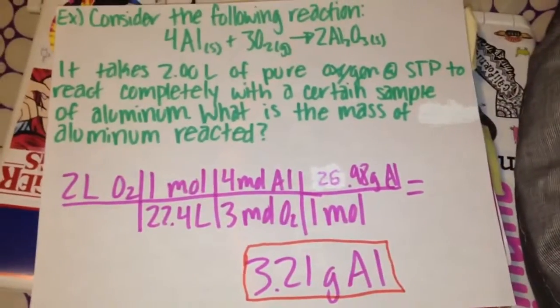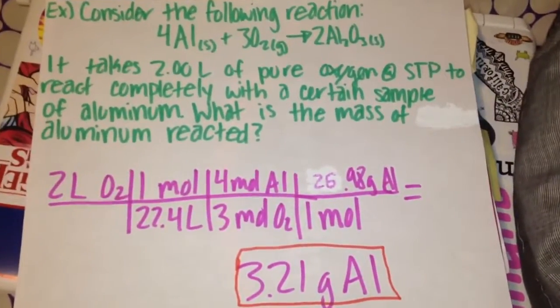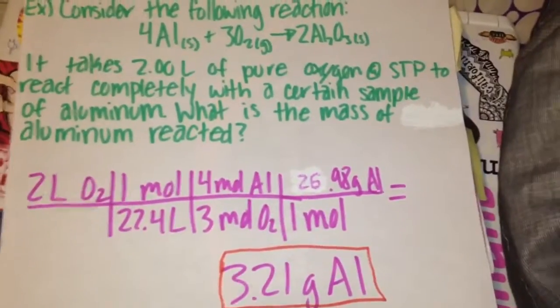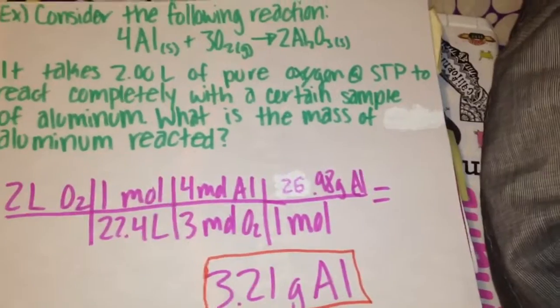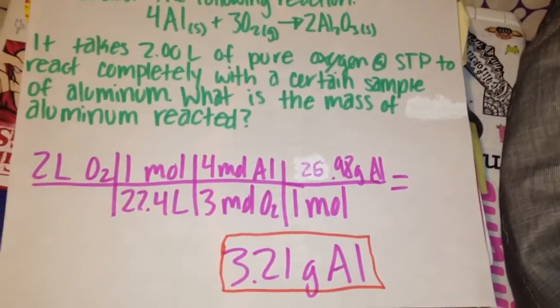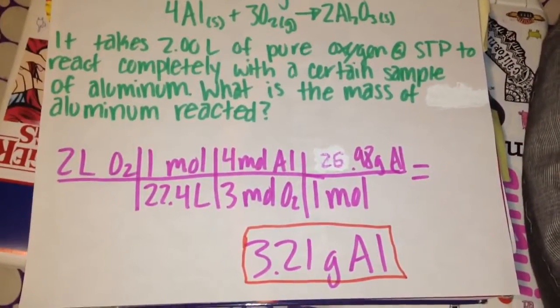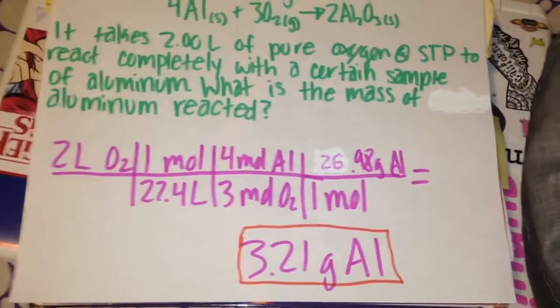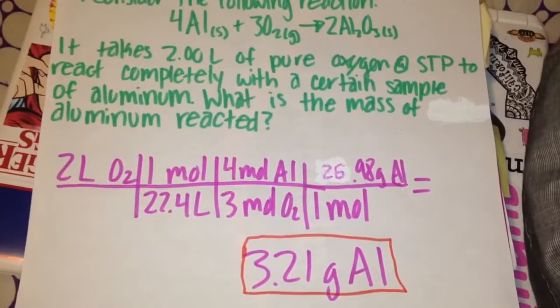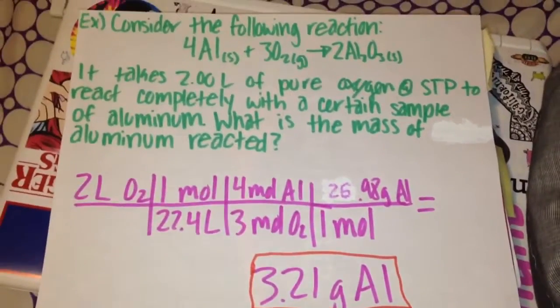Then we're going to use the reaction for a molar ratio to convert it from moles of O2 to moles of aluminum, and then multiply it by its molar mass, which is 26.98 grams, to get 3.21 grams of aluminum needed to react with the oxygen.